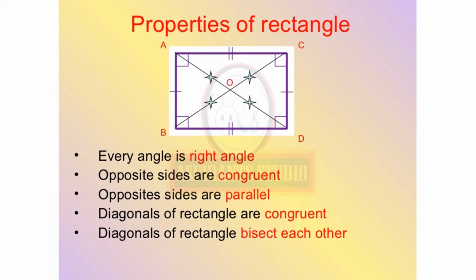Properties of rectangle. Every angle is a right angle. Opposite sides are congruent. Opposite sides are parallel. Diagonals of a rectangle are congruent. Diagonals of a rectangle bisect each other.